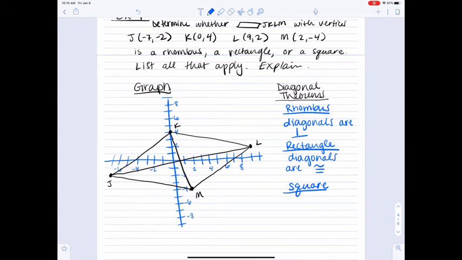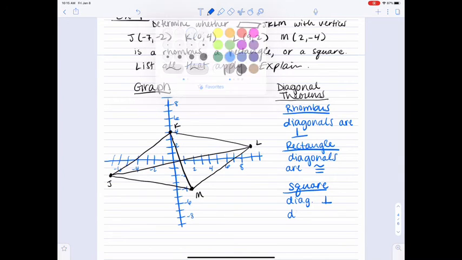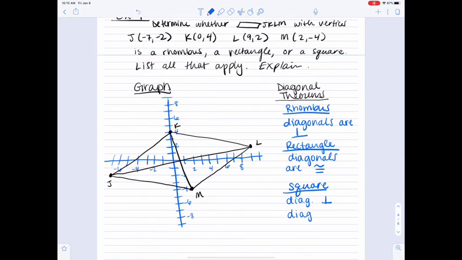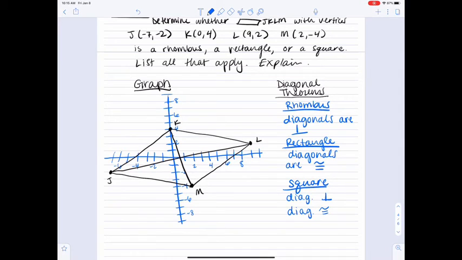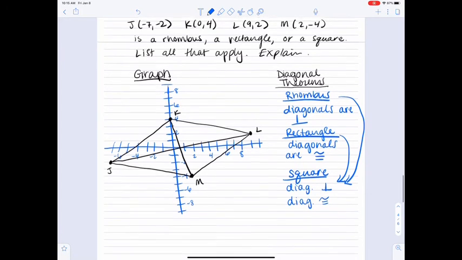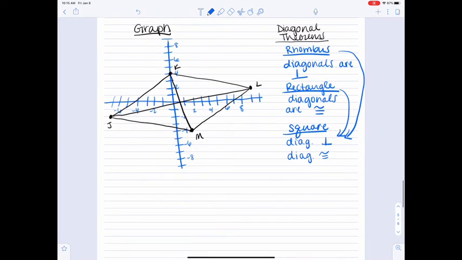So it's that the diagonals are perpendicular and the diagonals are congruent. So it's a combination of rectangle and rhombus. Remember, whenever it's both, it becomes a square. Okay, so we're going to test some of this information. Let's start with whether the diagonals are congruent to each other by using the distance formula.